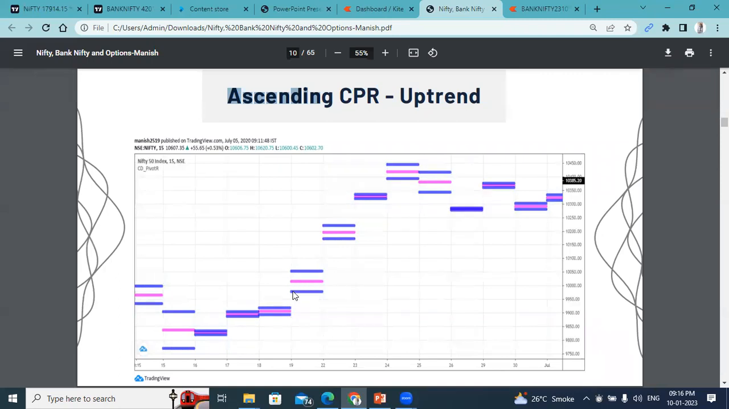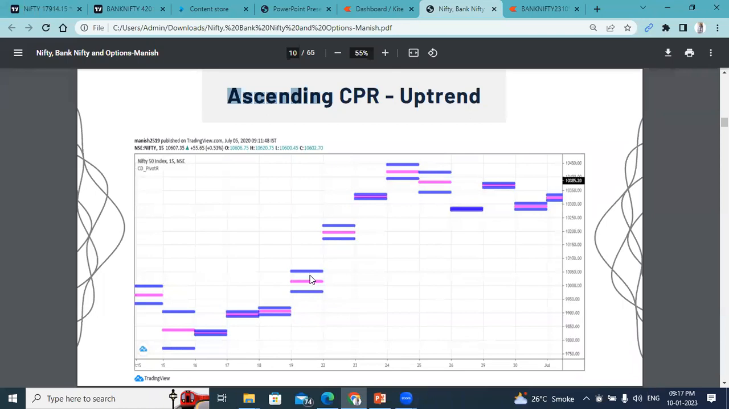See, on 19th, can you see the bottom CPR is above the previous day's top CPR? 19th को मुझे bottom CPR ऊपर दिख रहा है पिछले दिन के top CPR से. So I can say on 19th, this is ascending CPR. 19th को कौन सा CPR बना है? 19th को ascending CPR बना है.